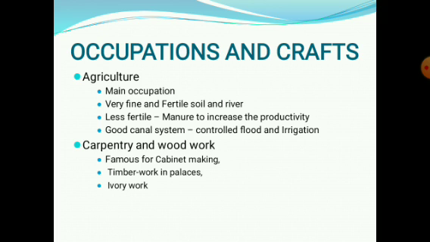The main occupation of Chinese civilization was agriculture, and it is because they had very fine and fertile soil and rivers. River means they can use the river for water irrigation. So that is why the people had taken agriculture as the main occupation. If the place was less fertile, then the people used manure to increase productivity. The next important point is that they had a very good canal system, which controlled floods, and they utilized it for irrigation. As there were three important rivers, the people had taken agriculture as their main occupation.